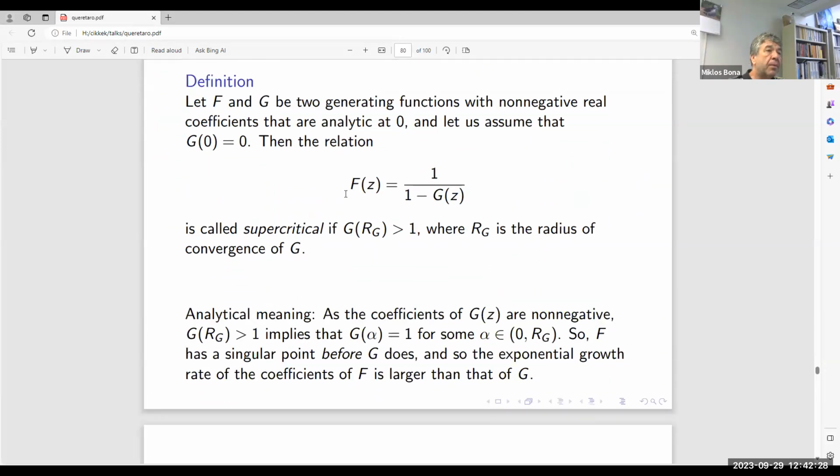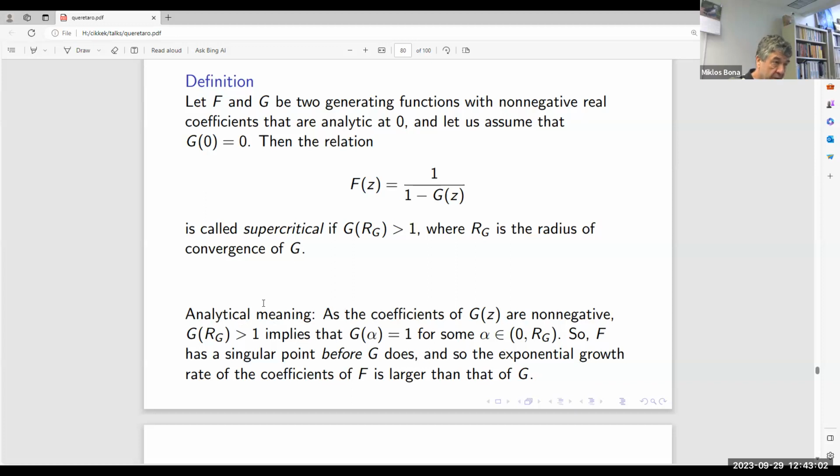How can you get in trouble? Like, how can this ratio 1 over 1 minus g(z) not be analytic? There could be two things that could go wrong. Either there is something wrong within g, the g itself is not convergent, or g is fine, but 1 over 1 minus g is not defined. That is to say g(z) is equal to 1. So there's a division by 0. So the question is, which one happens first?